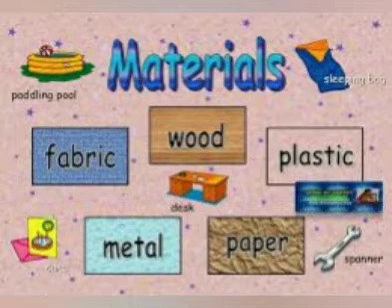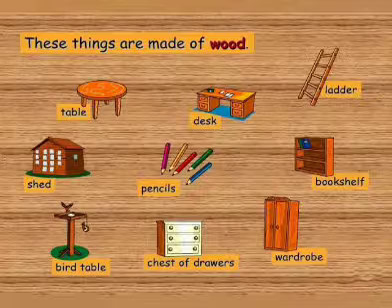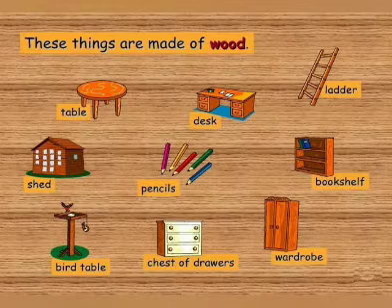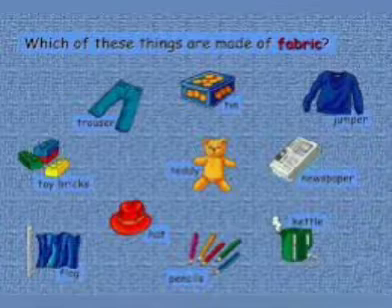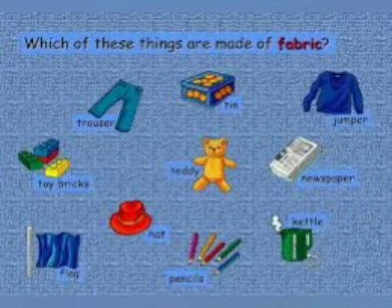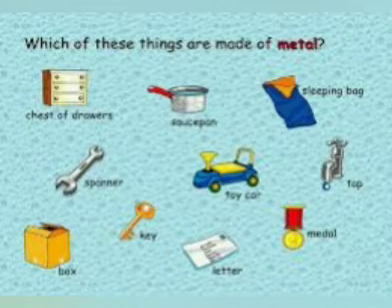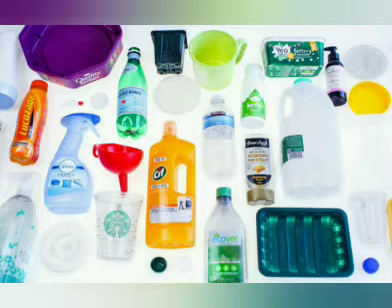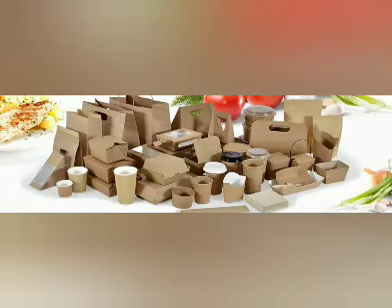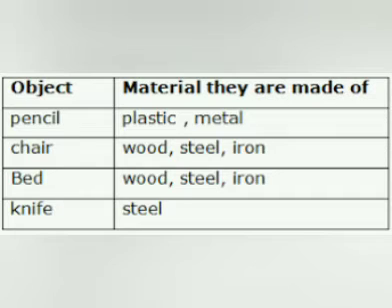Objects can be made up of various items like wood, you have table, desk, ladder, all these are made of wood. Fabrics like your clothes, your teddy bears, all they're made of fabric. Metals, your tumblers, keys. Then you have plastics, things made of plastics. You have things made up of papers. So we have listed down a few things. Those are made up of different material.